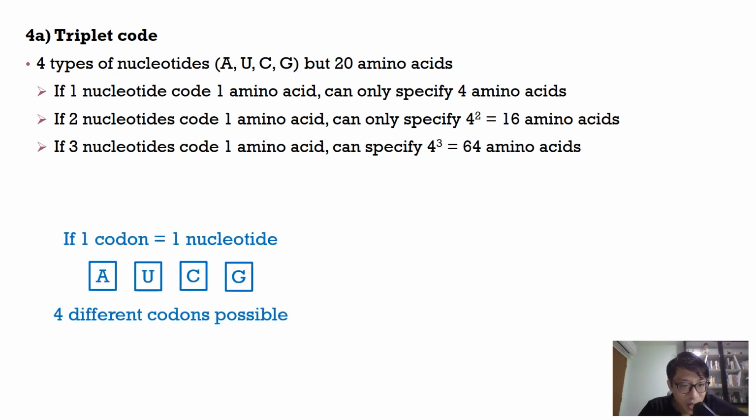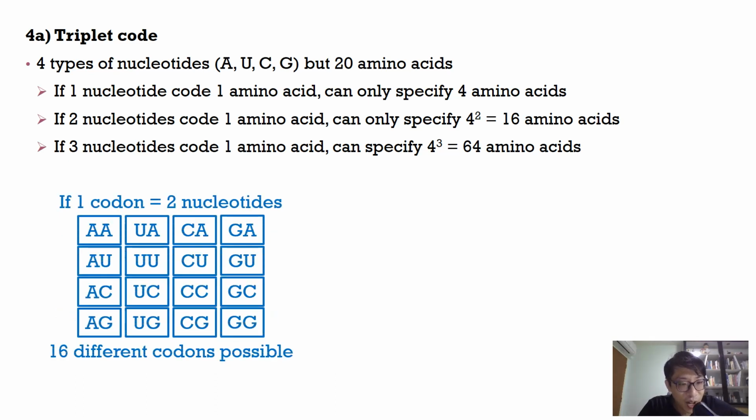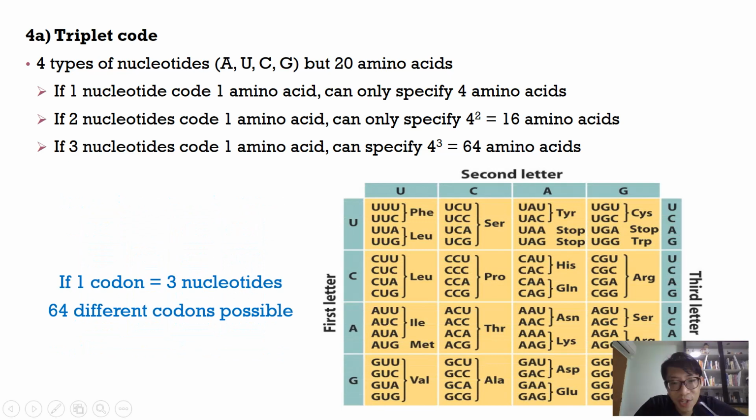I have an animation to explain that if you did not understand verbally. Also, 16 different codons if each codon has 2 nucleotides, but 64, as you can see in the codon table, if each codon is of 3 nucleotides, therefore a triplet code.